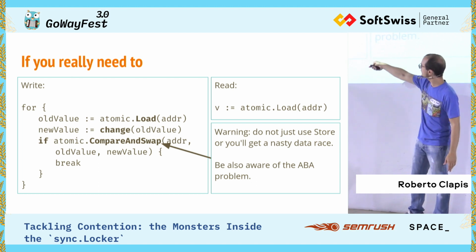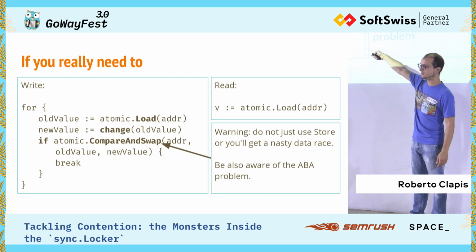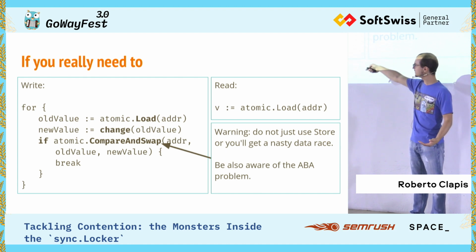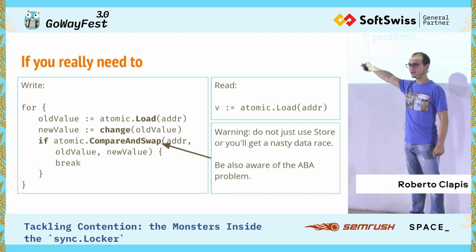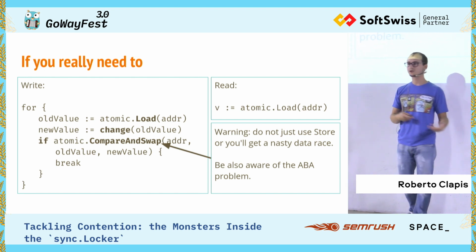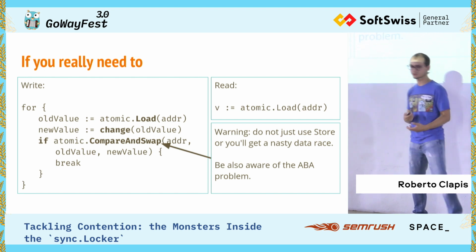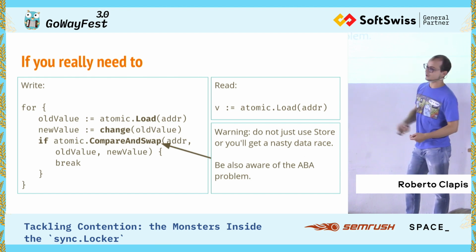So you put stuff in a for loop, and you just go, OK, change. Is it the old value? If so, set it to the new value and break out. Otherwise, reload, change, retry. As you can see, this stuff can be time-consuming and potentially can lock your CPU for a long time, so just use this sparingly. And be aware that this is still not safe.